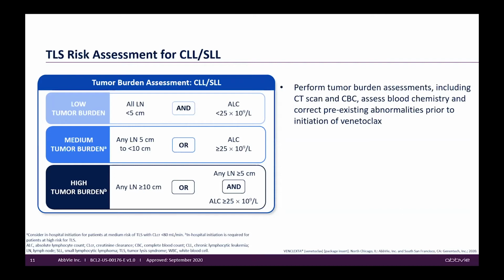And of course, even if a patient is low tumor burden, and patients have a creatinine clearance of less than 80, or any, just per your judgment or the medical team's judgment, where they do have comorbidities that otherwise would put them at a higher risk for complications, we might want to be more aggressive in our monitoring or prophylactic measures if that is the case, and that's just something to consider.